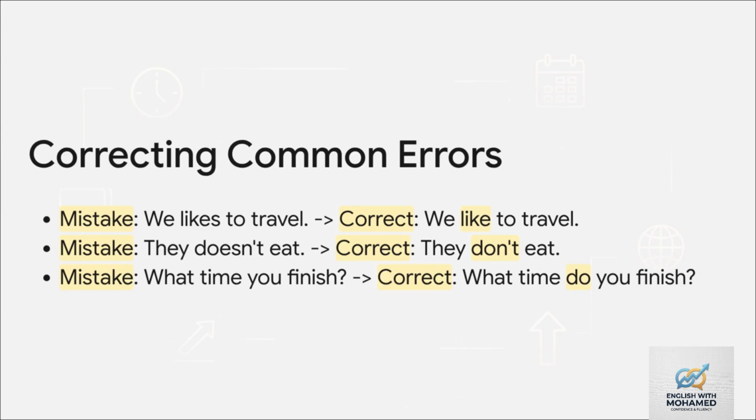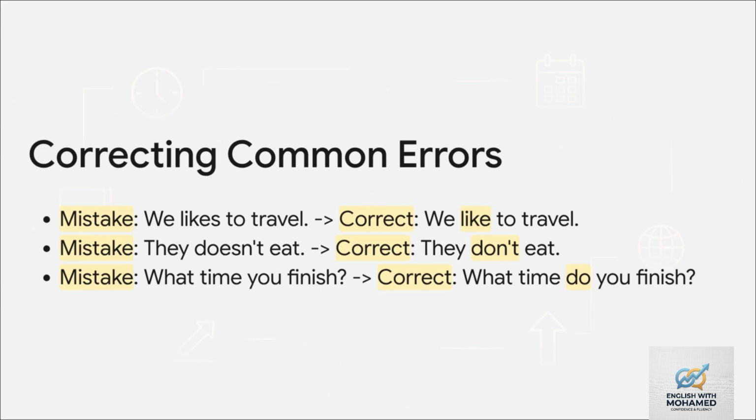First one, we likes to travel. Nope, we doesn't take an S. It should be we like. Next up, they doesn't eat vegetables. Wrong again. They needs do, so it's they don't eat. And finally, what time you finish work. This one is missing a key ingredient, right? It has to be what time do you finish.